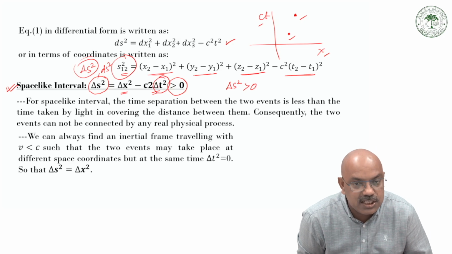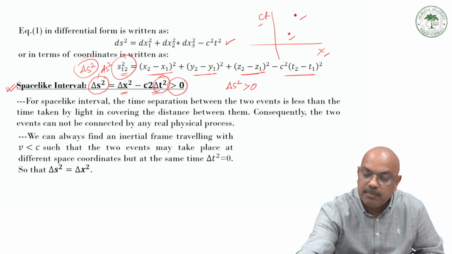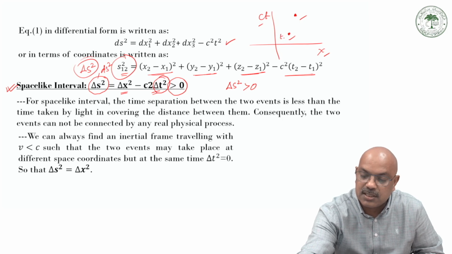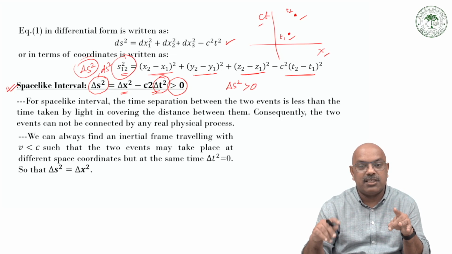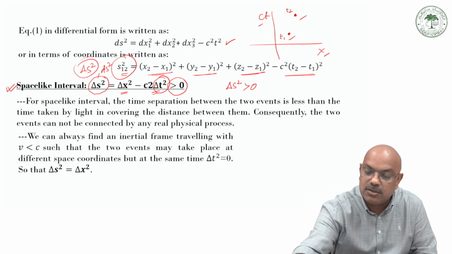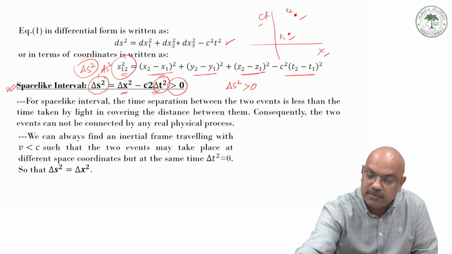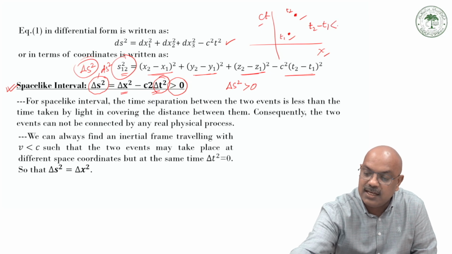So for a space-like interval, the time separation between the two events, that is the time at which one happens, say t1, and the time at which the other happens, t2, is less than the time taken by the light in covering the distance between them. So the time difference, t2 minus t1, is less than t2c minus t1c.